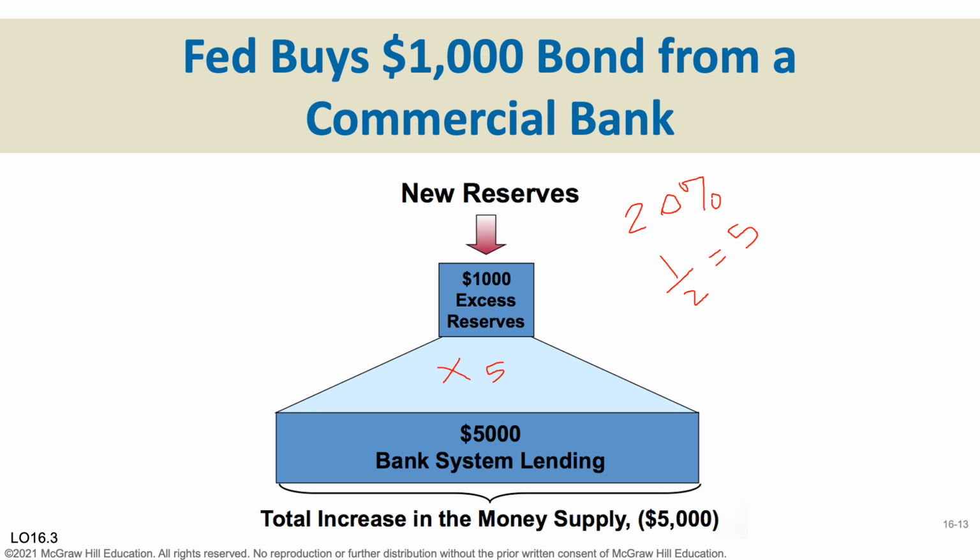Do you remember the formula? Maximum money creating potential was excess reserves times the money multiplier. So 1,000 times 5 gives a total change in the money supply of $5,000.